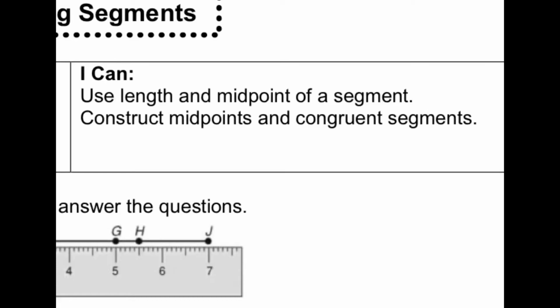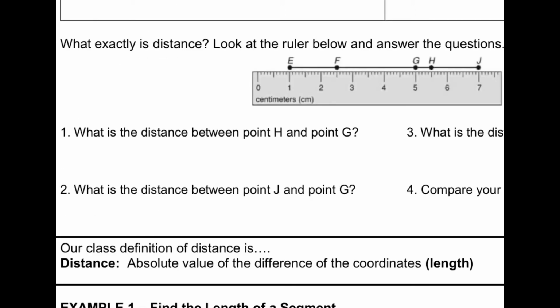The goal of section 1.2 is to use the length and the midpoint of a segment, and also to construct midpoints and congruent segments. The distance between points H and G on this ruler is exactly 0.5 centimeters. Between J and G is 2 centimeters.